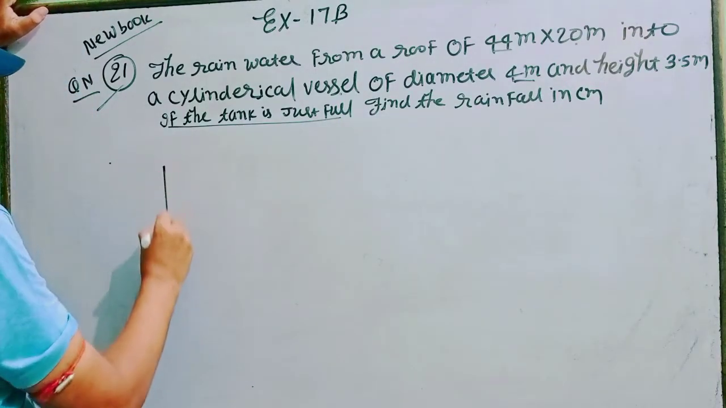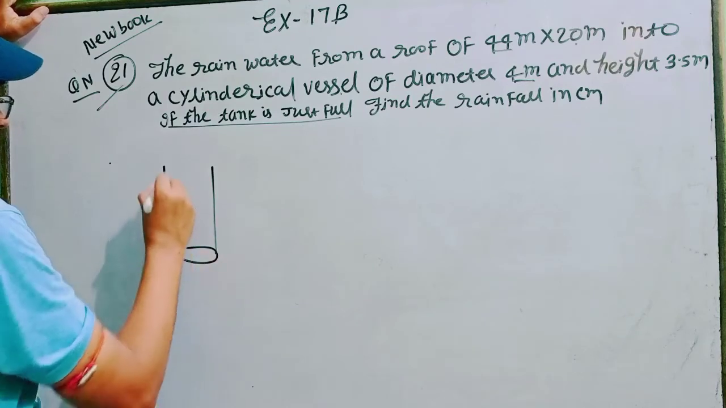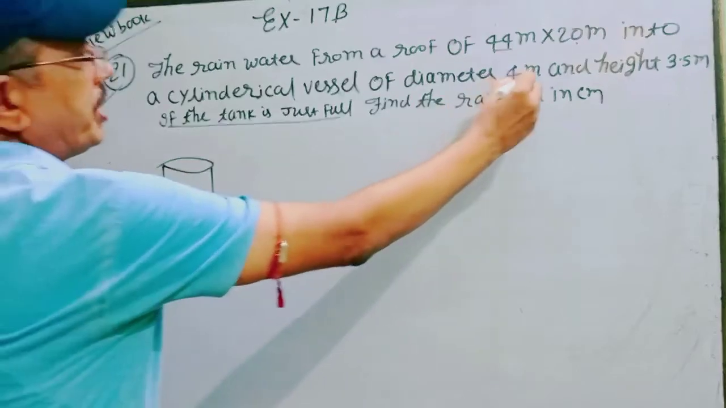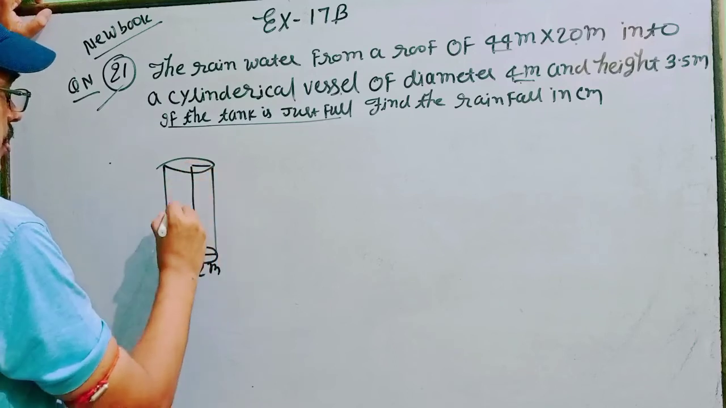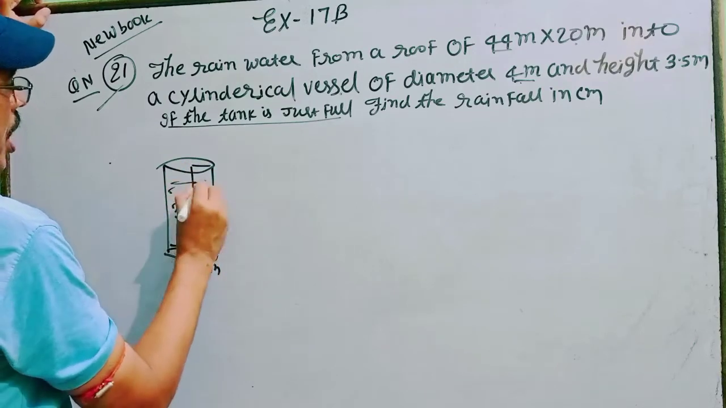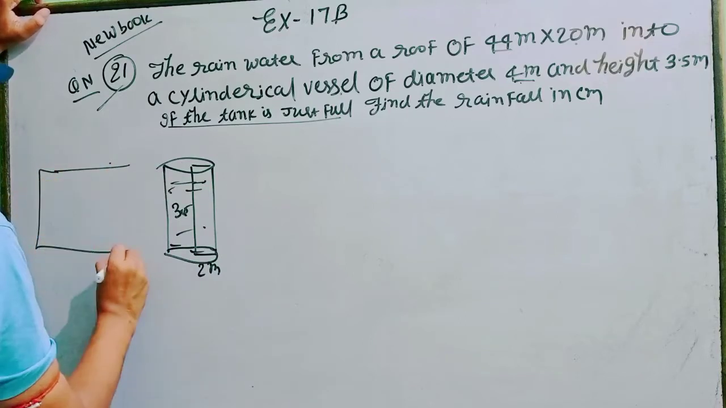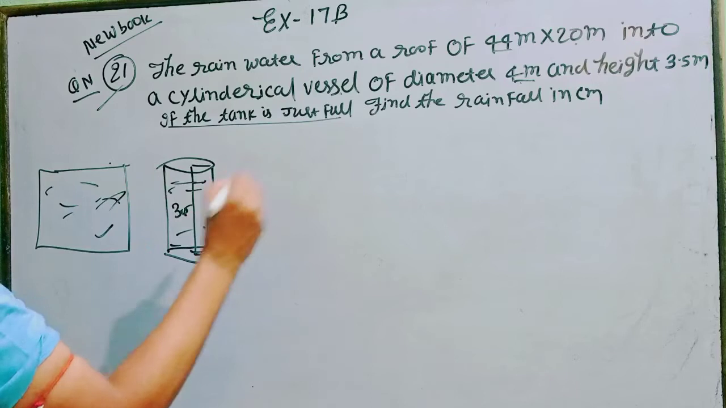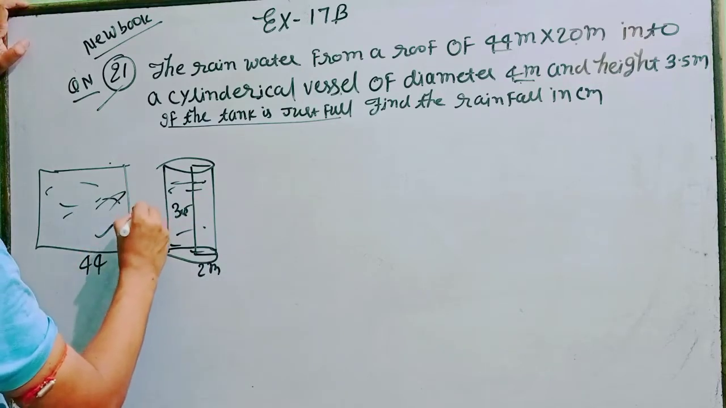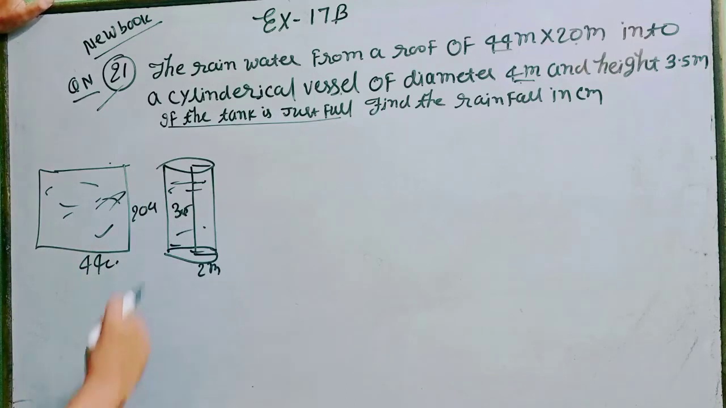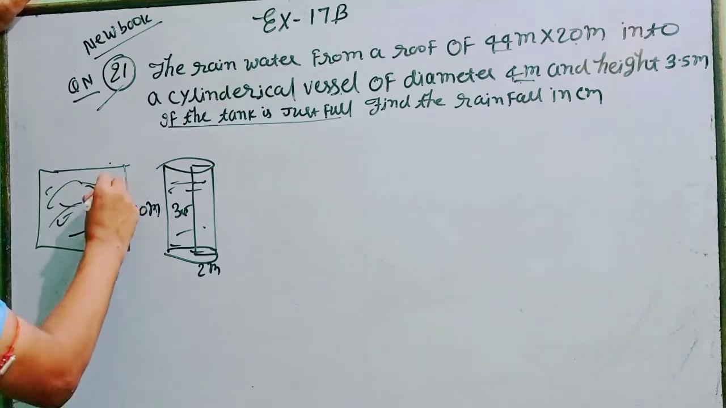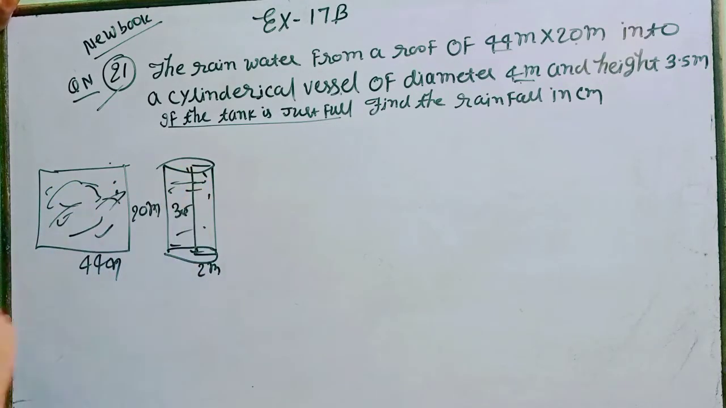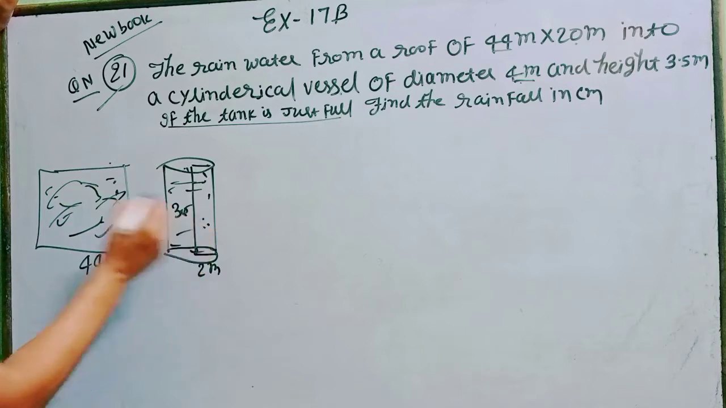The water from the roof is collected in the cylindrical vessel whose diameter is 4, that means radius is 2 meter, and height is 3.5, and it is just full. The roof dimension is given as 44 by 20 meter. This water collected from the roof is poured into the cylinder and just fills it. Then it is clear that the volume of water is equal to the volume of the cylinder.